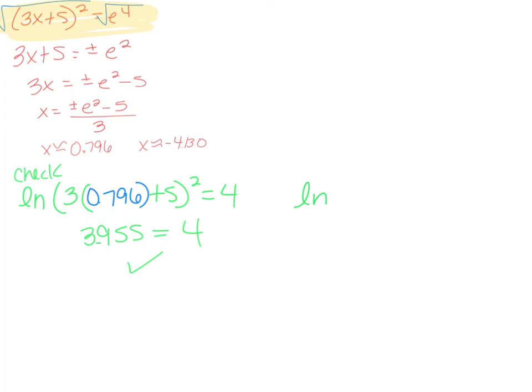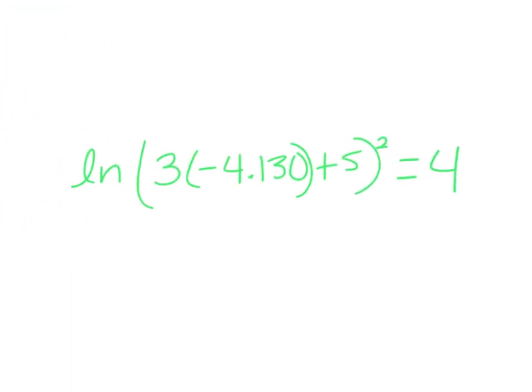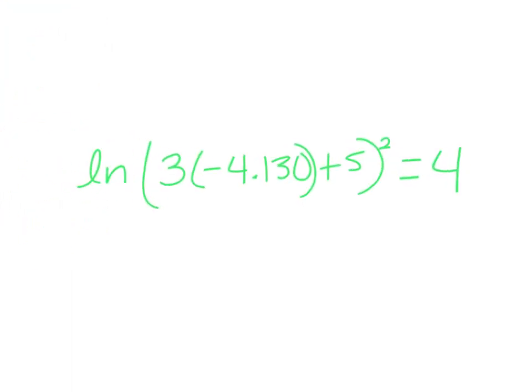So the natural log of 3 times, this time we're going to do negative 4.130 plus 5 quantity squared should equal 4. Okay, so whenever I was working this out on my key before I gave you guys these notes, Desmos didn't like it when I typed this one in. So it was just acting crazy. So what I did is just did this part with the square, and I rounded because it was being funky. It may work for you, hopefully it does.